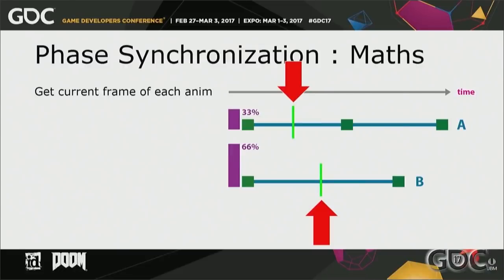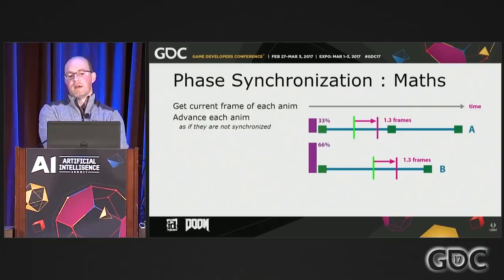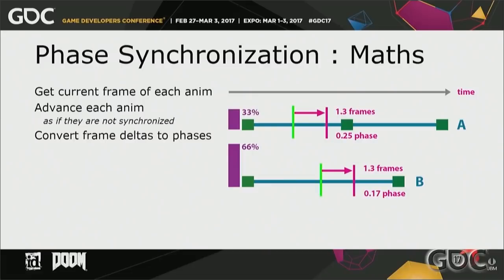First, get the current frame of each animation. Then advance each animation as if they are not synchronized. Just assuming they have the same playback rate, we'll come up with a contrived number, 1.3 animation frames. Then you want to convert those frame deltas to phase deltas.